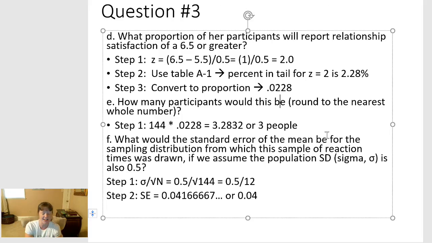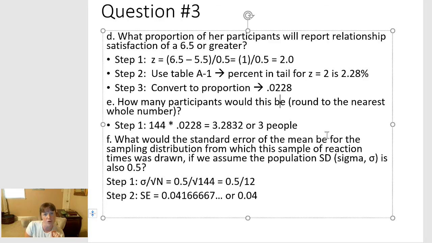But then the last thing I ask is how many participants would this be, where I round to a whole number? You know, the proportion is going to be 0.0228. But now, of the original 144 people, how many people would that be? And so then I can just multiply. I take 144, the number in my original data set, and multiply by 0.0228 to get 3.2832. And I tell you you're allowed to round to a whole number, so that would be 3 people. And so that is how to do 95% of the Lab 2.